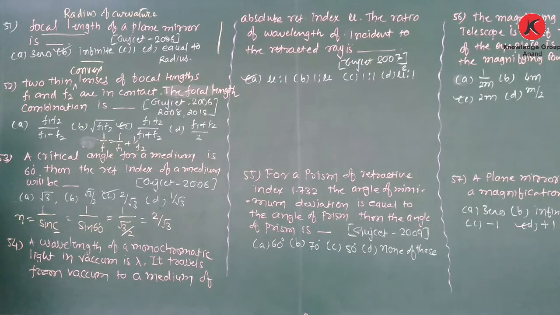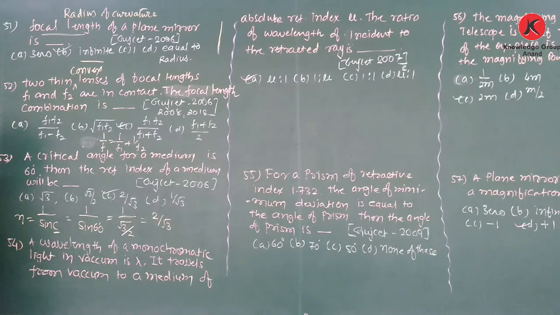Now next is, the wavelength of a monochromatic light in vacuum is lambda. It travels from vacuum to a medium of absolute refractive index n. The ratio of the wavelength of the incident to the reflected ray is?